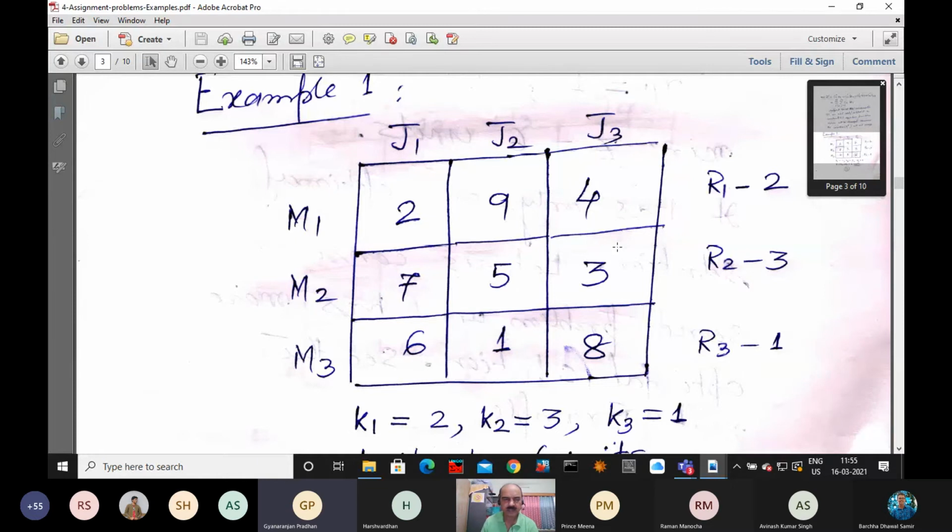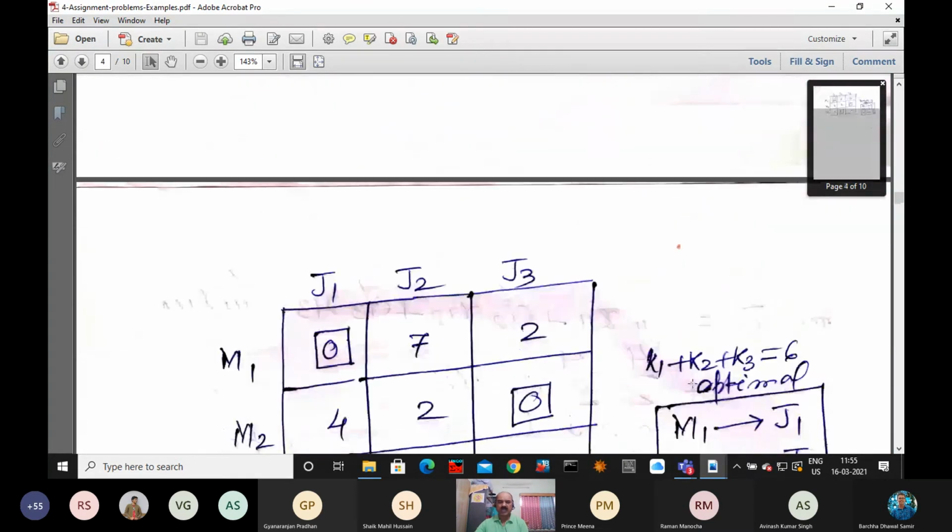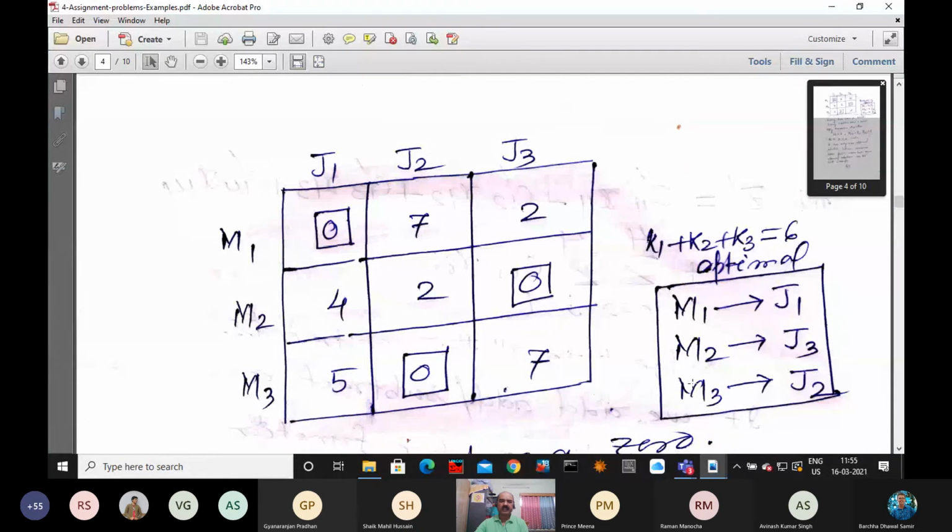Yes, sir. Okay. See this assignment problem. So there are 3 rows and 3 columns, the square matrix. So now you subtract from the first row 2, second row 3, and third row 1. So these are the constants we are subtracting. After that, sum together it is 6 units. So after subtracting, we find the reduced assignment matrix.